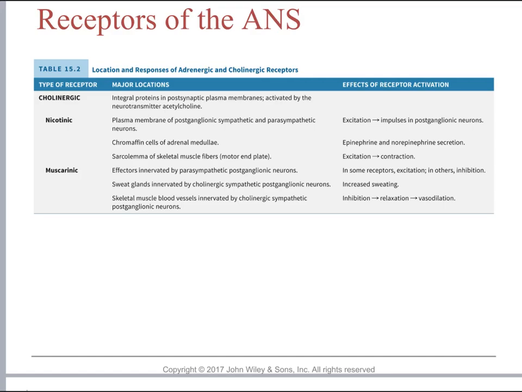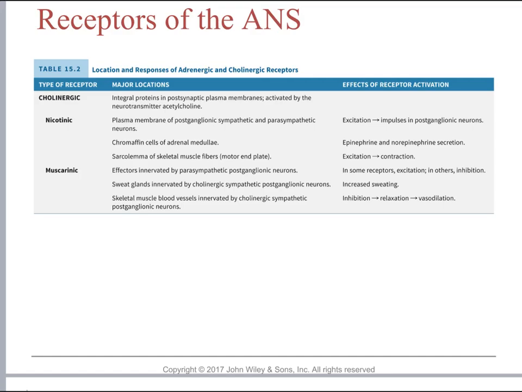So let's look at a table that puts it all together, 15.2. For our cholinergic receptors, their major locations are integral proteins in postsynaptic plasma membranes, activated by acetylcholine. For nicotinic, its location is the plasma membrane of postganglionic sympathetic and parasympathetic neurons.